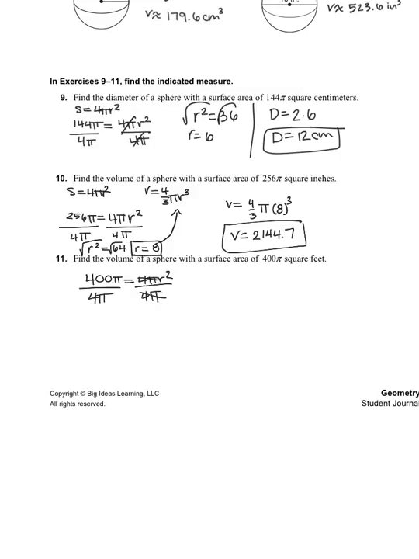These cancel. You're left with the radius squared equals 100. I'm going to take the square root of both sides. I get that the radius is 10. Okay, so with that, I can find the volume. The volume would be 4/3 times pi times my radius 10 cubed. So then I get that the volume is approximately 4,188.8.